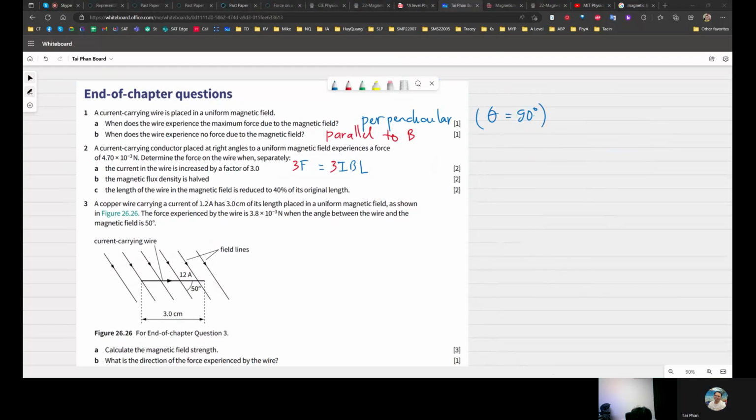Yeah, then it's also proportional to the magnetic flux density, so it should be half. Half the field, half the force. Length reduced by 40%, meaning multiplying it with 0.4. The force will be 0.4 times smaller. Yeah, times by 0.4.